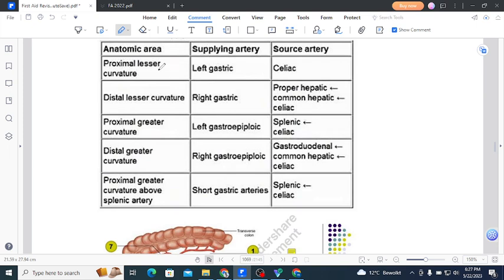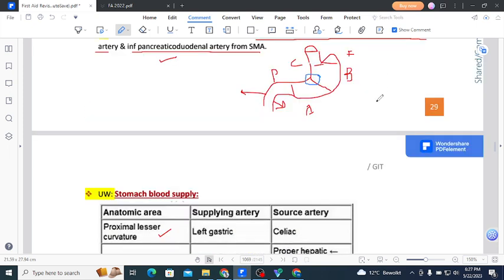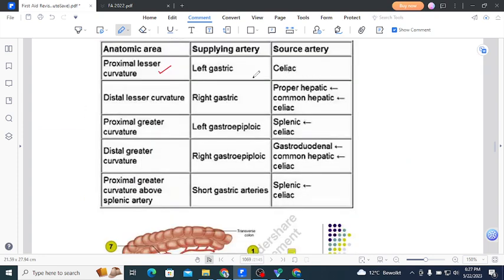So here you can see the anatomical area and the supplying artery. The proximal lesser curvature, like this part, is supplied by the left gastric artery coming from the celiac artery. The distal lesser curvature is supplied by the right gastric artery, which comes from the proper hepatic artery, which originates from the common hepatic artery, which originates from the celiac artery.